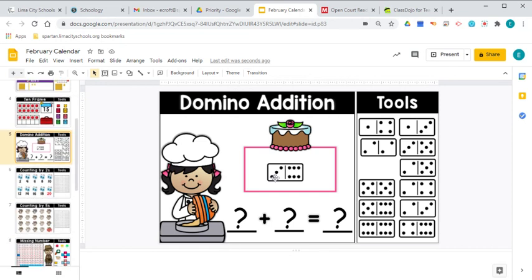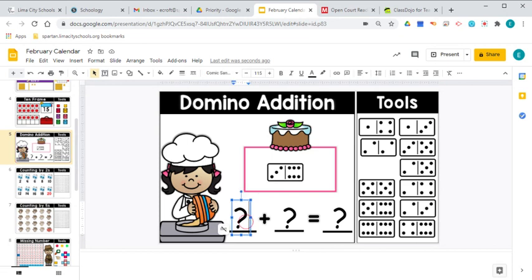All right, domino addition time. On the first side of our domino, I bet you know it without even counting, we have the number 3. On the second side of our domino, how many is that? Have you ever rolled a die that looks like that when you were playing a game? That is 3 at the top and 3 at the bottom. So there's 6 altogether. 1, 2, 3, 4, 5, 6.